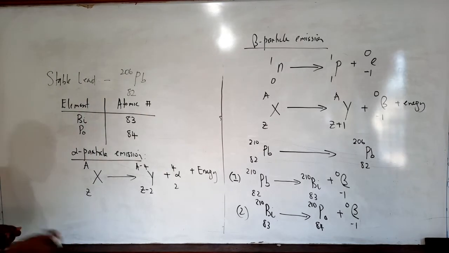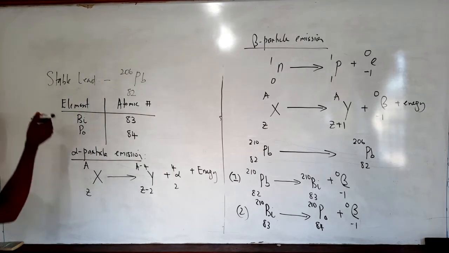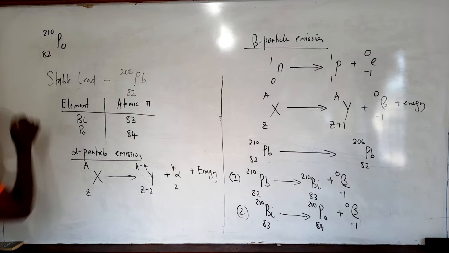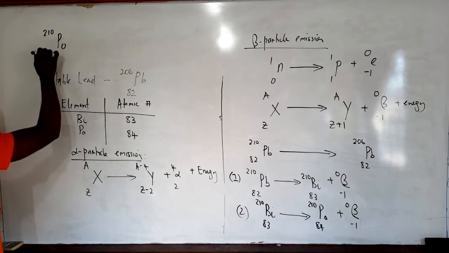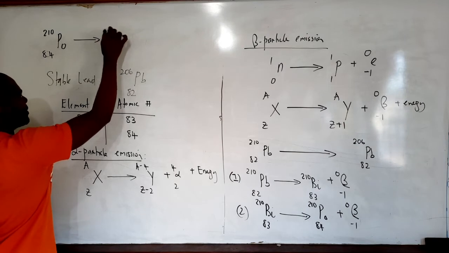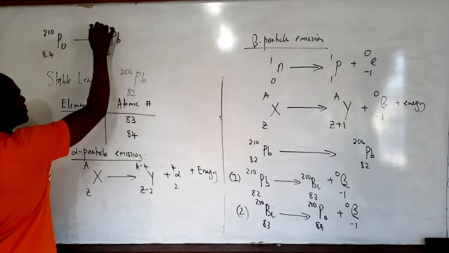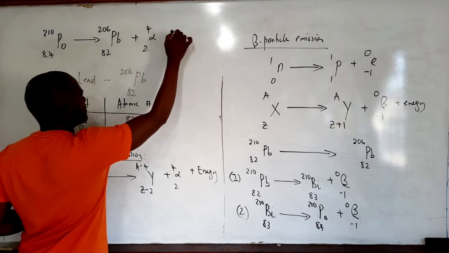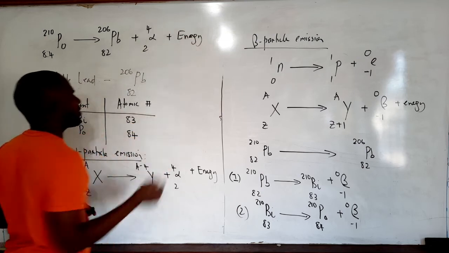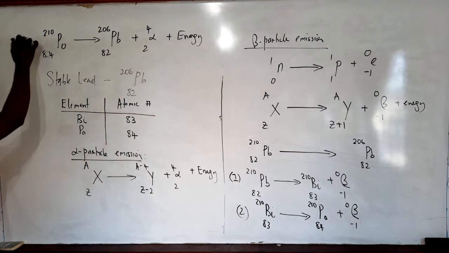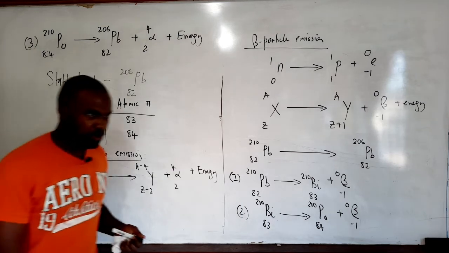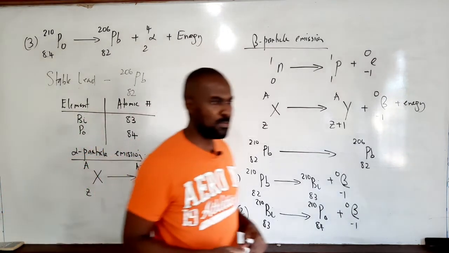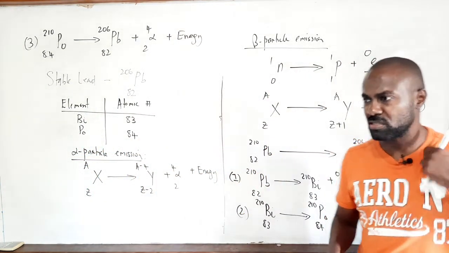And so this process looks like this. Polonium 210, 84, to lead 82, 206 plus an alpha particle, and of course energy being given off in the process. And this would be step 3 of 3. So essentially these are the 3 steps by which unstable lead can produce stable lead.